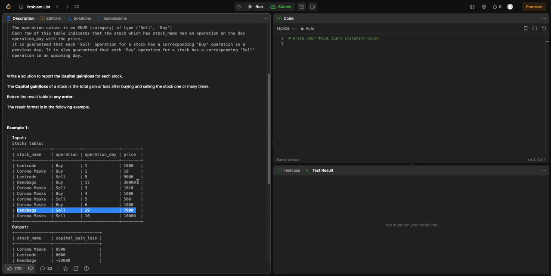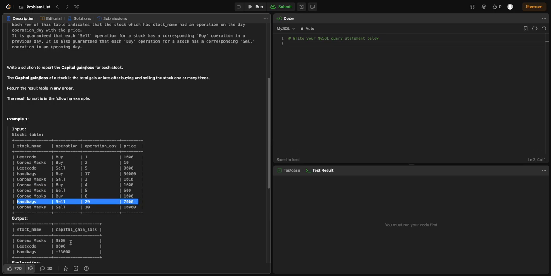So the capital gain or loss is going to be calculated as minus 30,000 plus 7,000, which is going to give us minus 23,000. So that is the capital gain or loss. Let's start writing the SQL query, and I'll talk about the approach to solve this question.